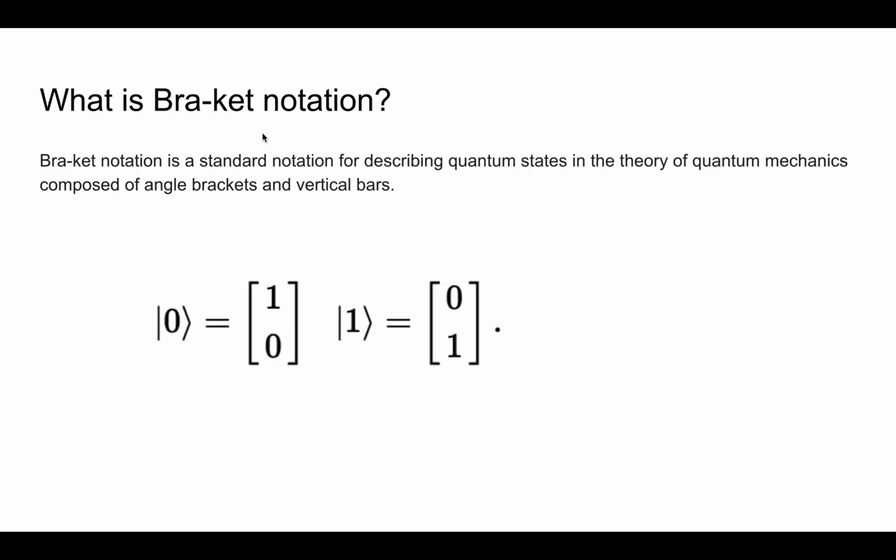Okay, now we'll talk about bracket notation. Bracket notation is the notation to represent quantum states in quantum mechanics. So we have the angle brackets and vertical bars. This is the vertical bar and this is the angle bracket. This is how qubits are represented.